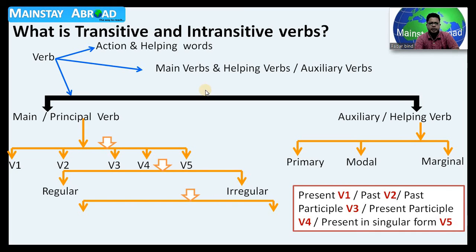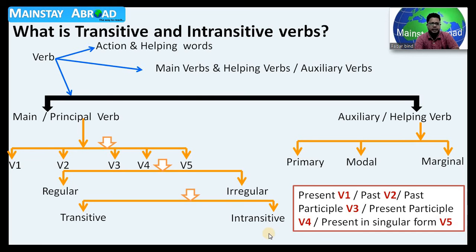The best part is, as today's topic is transitive and intransitive, let me focus on this part so you can understand it better. The first thing we understood is that the main verb has five sections, and again the main verb is divided into two sections, regular and irregular. This regular and irregular verb is further divided into transitive and intransitive form. Remember, transitive and intransitive form.